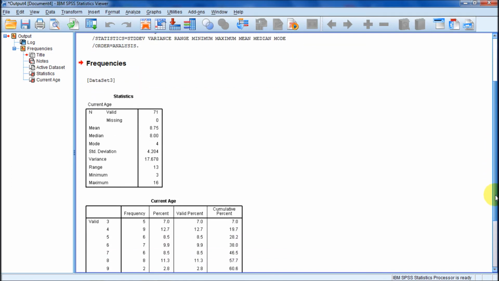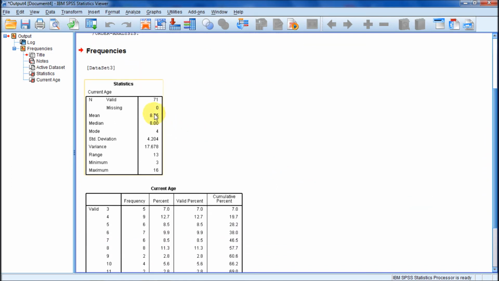If we look down here, we'll see that our mean age is 8.75 years. The median is 8. If this was a perfectly normal distribution, which we knew it wasn't from our previous lesson, these two would be exactly the same. This mean's a little higher than the median. Remember, the median is a score where half of the scores are below it and half are above it. So the mean being higher than the median means that there's probably a positive skew to the distribution, which we knew.